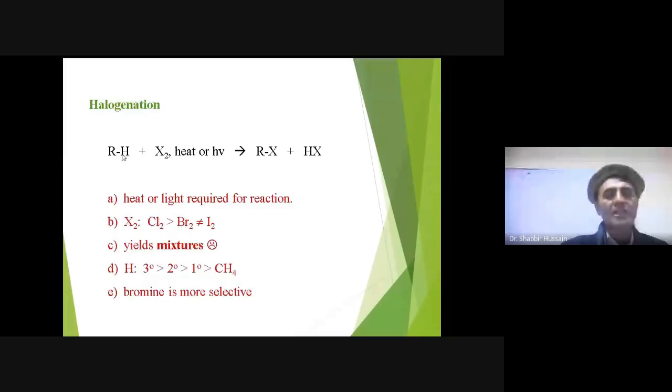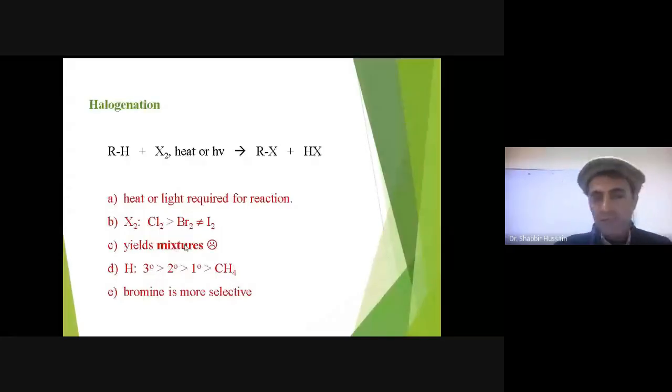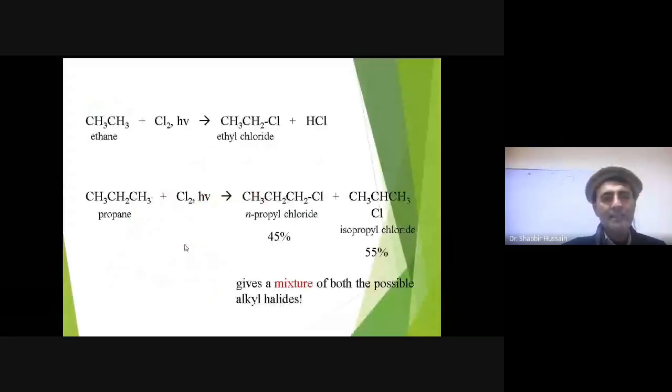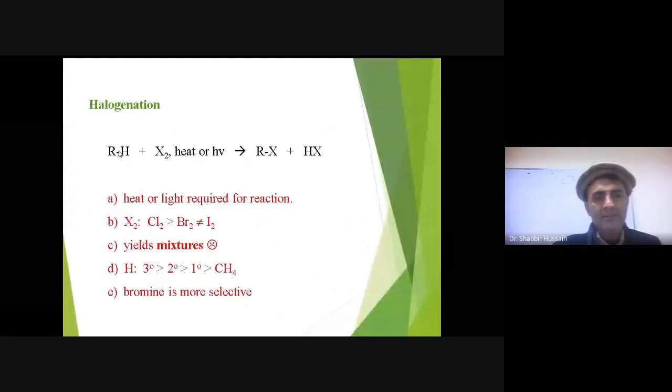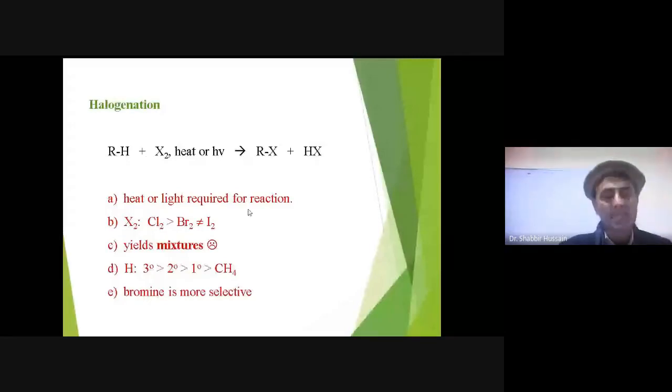mixtures. We do not get a single compound, right? We are not getting a single compound. When we react this propane with chlorine in the presence of sunlight, we get more than one product. That is, one is propyl chloride and another is isopropyl chloride. I mean that when we are treating alkanes, suppose propane or butane, we do not get a single product. I will discuss the reason later.